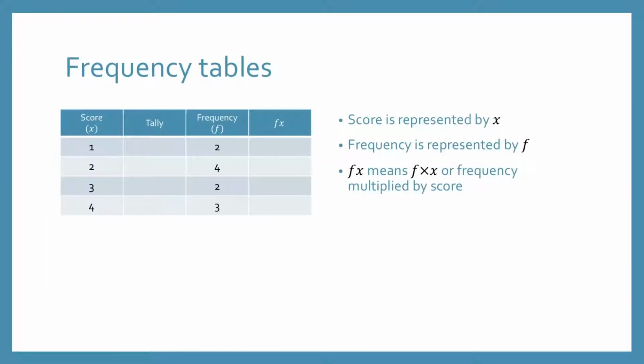Now we have the frequency table. We have the score, which is represented by x. We have the tally, which we're not actually going to use today. We have the frequency, represented by f. Now, this is fx, and it just means f times x, or frequency multiplied by the score. So to fill this table out, all you have to do is 1 times 2, which is 2, 2 times 4, which is 8, 6, and 12. So you're multiplying the score by the frequency.